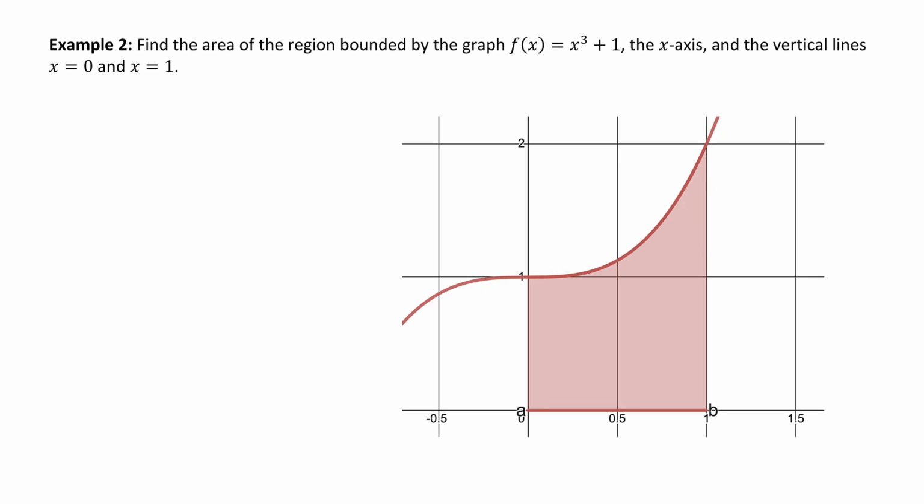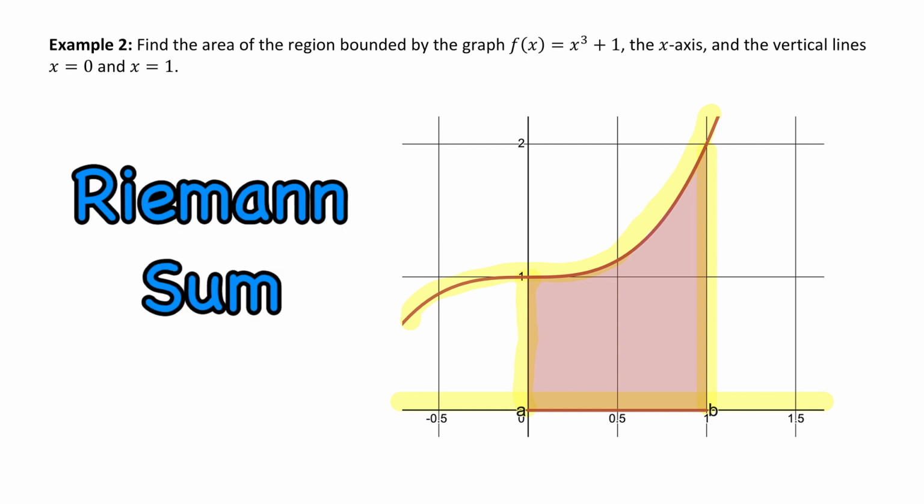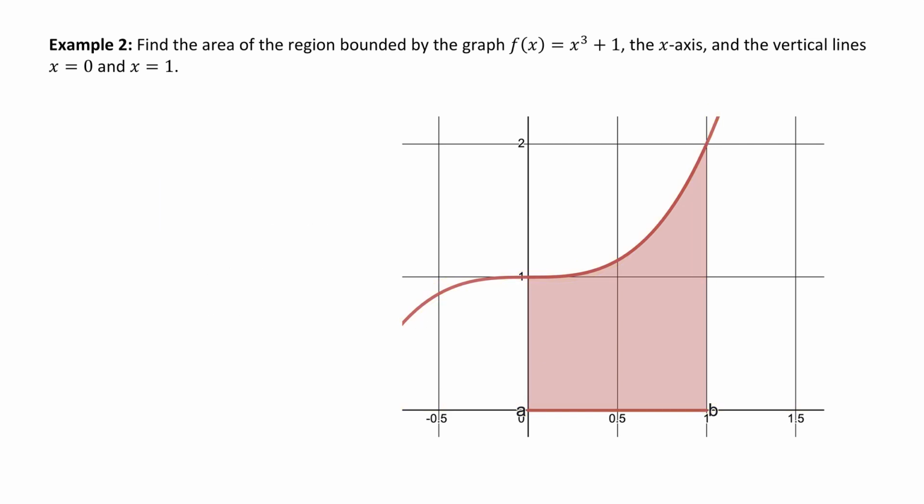Let me take you through this example where we'll find the area of the region bounded by this function, x cubed plus 1, and the x-axis between the vertical lines of x equals 0 and x equals 1. We're going to find that area by finding the limit of a Riemann sum using this formula that I'm going to jot down here. And don't worry, I'll explain to you what the formula means in just a second.